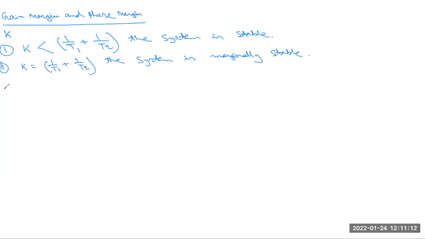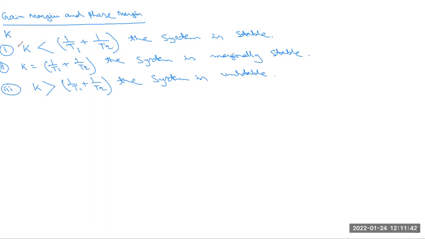The third condition: when the value of K is greater than 1 by T1 plus 1 by T2, the system is called unstable. We have to learn these three parts from our previous classes.